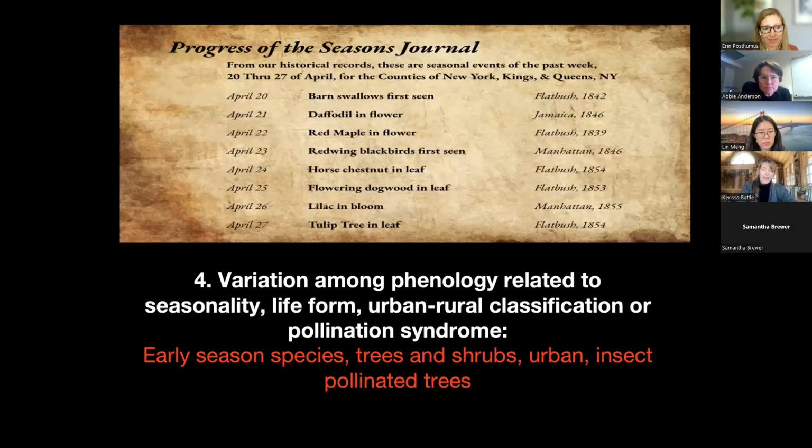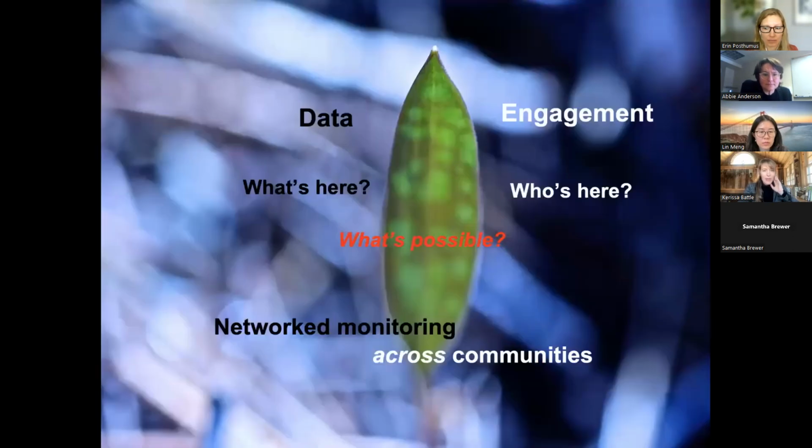And we did find that the variation among phenology is related to seasonality, that early season species tend to advance more. We did find more differences for trees and shrubs than forbs, that urban areas, as you would imagine, are advancing more rapidly, and that insect pollinated trees are also advancing more than wind pollinated trees. And because of the amount of data that we had and the quality of the data, we were really able to answer these broad scale questions.